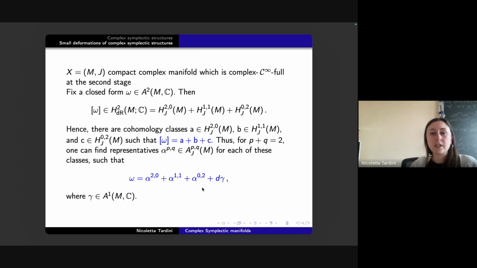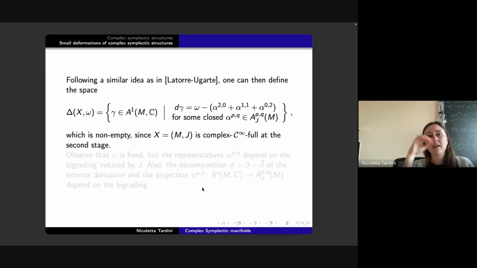So we have this condition, and this idea was first introduced by Latorre and Ugarte: introducing a space that helps in the deformation. Delta x omega is defined as the space of complex valued 1 forms gamma whose differential is equal to omega minus these alpha 2,0, 1,1, 0,2, which are some closed forms. If we want a complex infinity full manifold at the second stage, this space is non-empty.